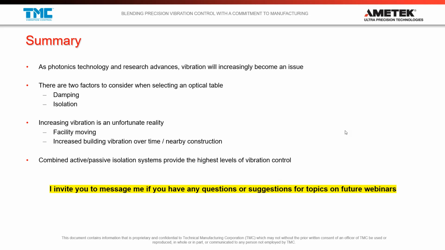So in summary and in conclusion, as photonics technology and research advances, vibration will increasingly become an issue. There are two factors to consider when selecting an optical table: damping and isolation. We spoke about damping last week, and isolation this week. Increasing vibration is an unfortunate reality. You're going to move your facility, you're going to have construction and buildings being populated, increasing vibration over time.